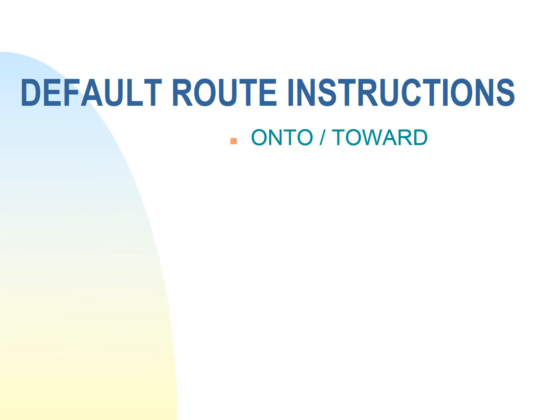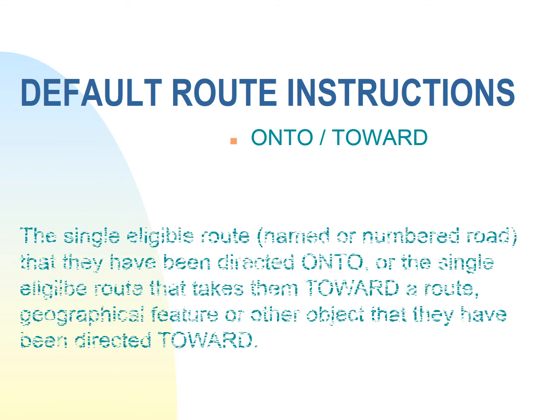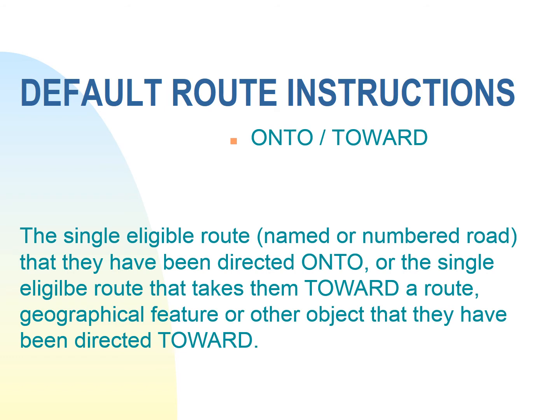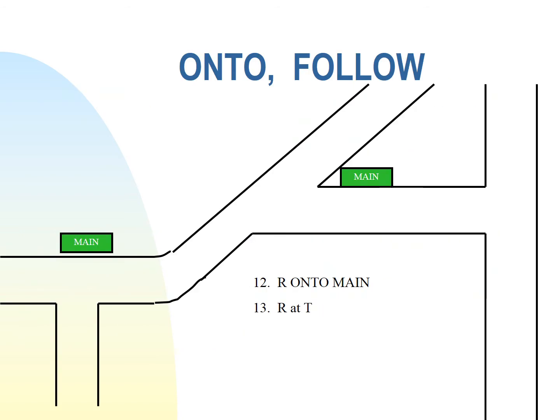The first default route instruction is onto toward. We apply onto toward if it defines a single eligible route that either we've been placed onto a road name or number, or we've been placed toward a geographical feature of some kind. So let's walk through an example of that. We start down here and we're coming up this road and we're looking for this instruction, right onto Main. We get to this intersection, we see this road is indicated as Main, so we go right onto Main here.